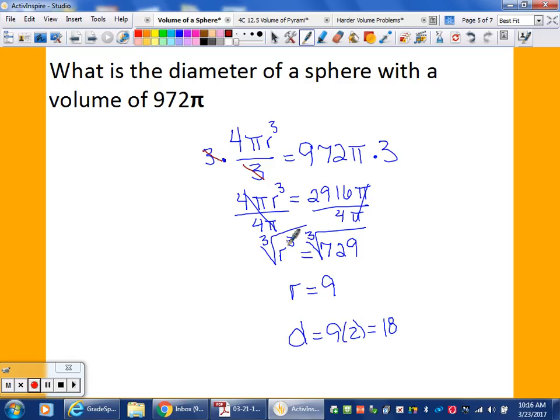To get the cubed off of my radius, I'd take the cube root of 729, which gives me a radius of 9. But they didn't want radius, they wanted diameter. So I'd have to just multiply that by 2 and get that my diameter was 18 units.